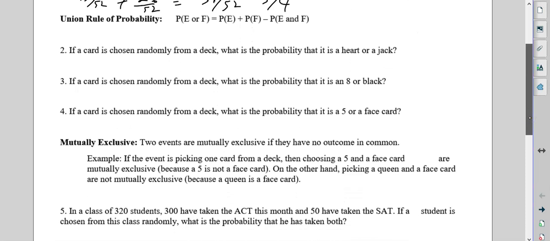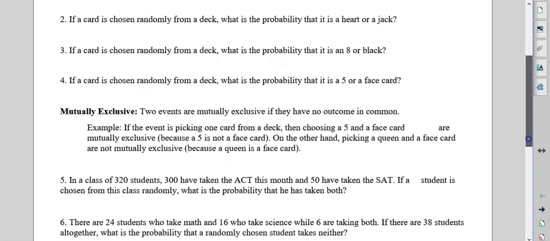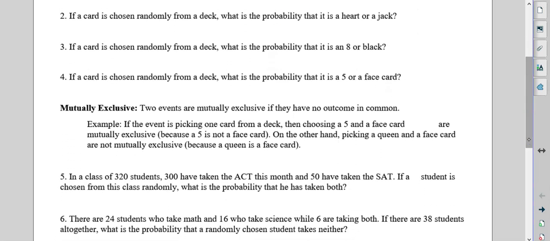Now, here's probability rule of union. So the probability of E or F is E plus F minus any overlap. So let's talk about that. If a card chosen randomly from deck, what's probability that's a heart or a jack? Okay, now hearts, we just said there's 13 of them, and jacks, there's 4 of them. All right, so we have 13 out of 52 plus 4 out of 52 equals 17 out of 52. And that's a big no.